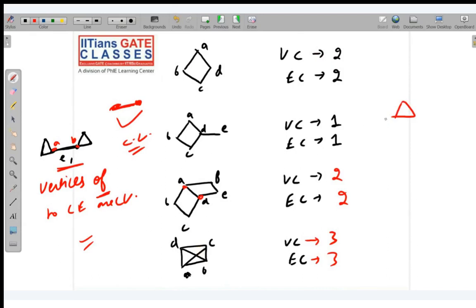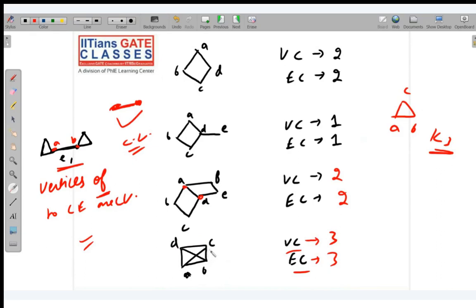So for example, triangle, this is K3. Now you have to remove 2 vertices so that you get a trivial graph. So vertex connectivity will be n minus 1, and similarly edge connectivity will also be n minus 1. Why will edge connectivity be n minus 1? Because if you pick any vertex and you remove all its edges, only then you will be able to disconnect it. And Kn is n minus 1 regular.